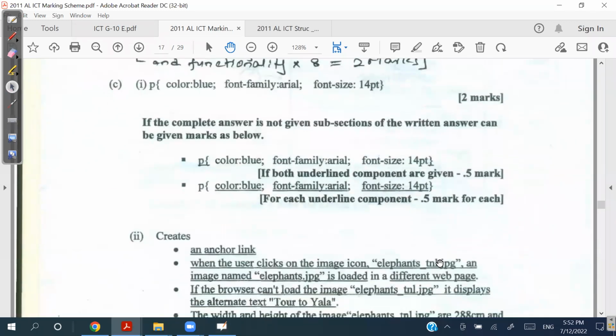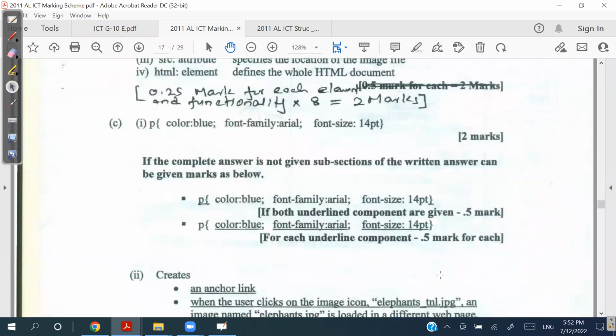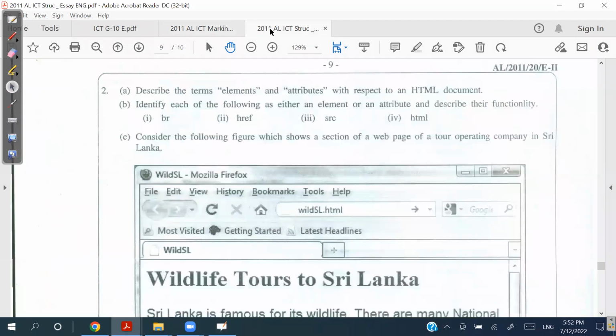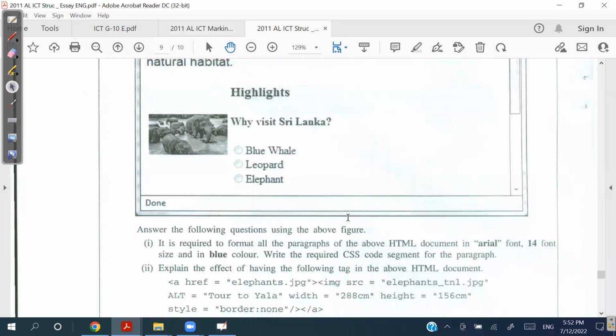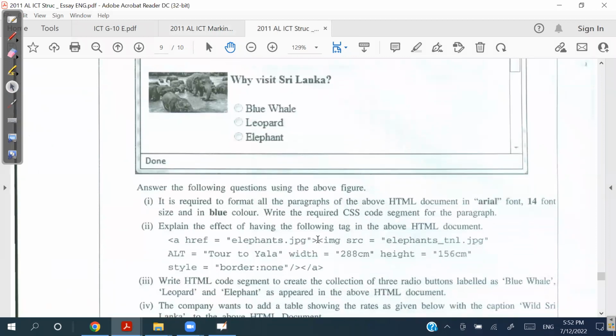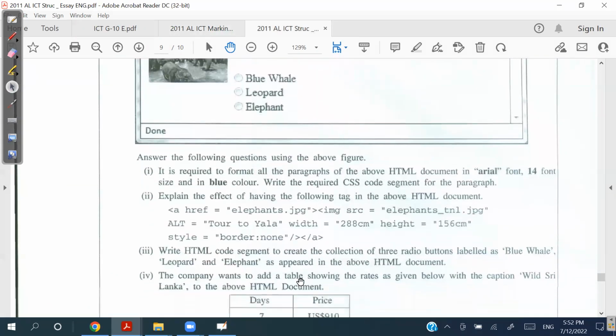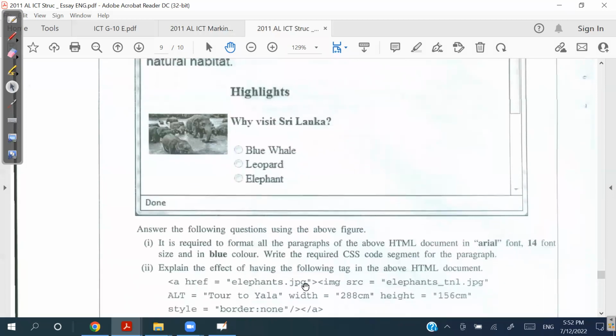Right, in part C, they are asking you to write a CSS. So what's the CSS that they are hoping to have? Answer the following question using the above figure. It is required to format all the paragraphs of the HTML document in Arial font, 14 font size, and the blue color. Yes, so it is a CSS.